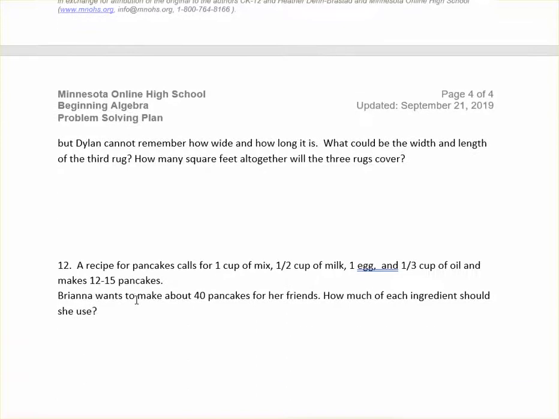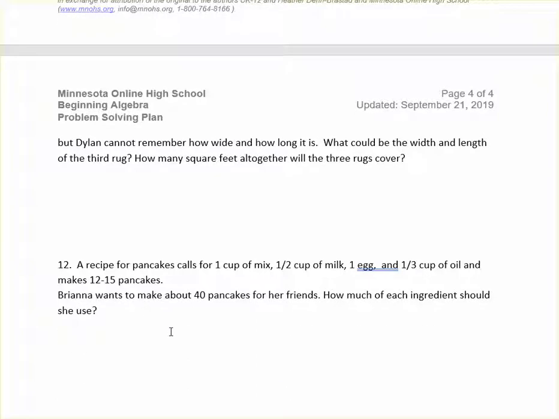Let's see if there's one we should just start. I like number 12 a lot because this happens quite often when you're cooking, that you need to change a recipe so that it'll feed more people. So number 12 says a recipe for pancakes calls for 1 cup of mix, 1/2 cup of milk, 1 egg, and 1/3 cup of oil. And it makes 12 to 15 pancakes.